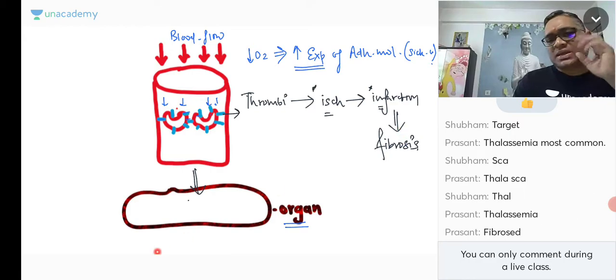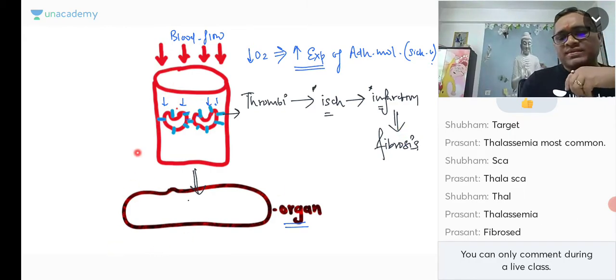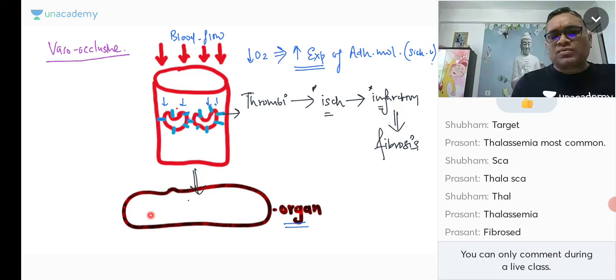So now you understood what this is called. Can you see this? What is happening? The blood vessel is getting obstructed. That is called vaso-occlusive, because the blood vessel is getting obstructed. What is happening because of this obstruction?